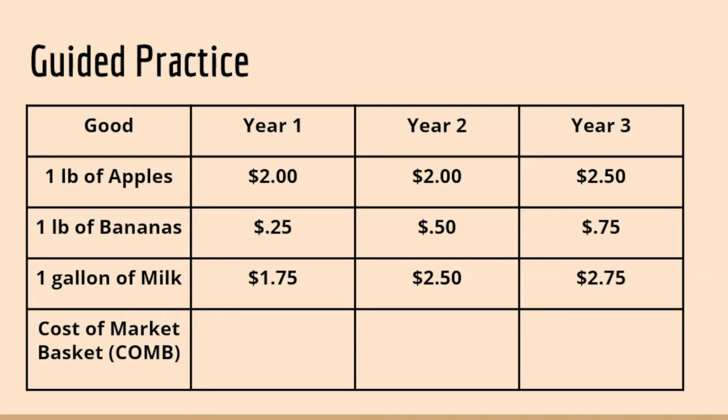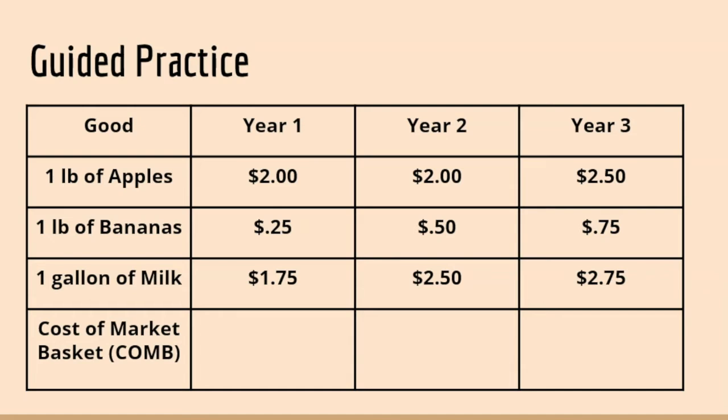All right, so let's go back together. So remember, part of our definition for cost of the market basket that we saw in the last slide was that the quantity of goods needs to be the same for all the different years that we're looking at. And so luckily within this guided practice, that's the same. For year 1, year 2, year 3, they're only buying a pound of apples, a pound of bananas, a gallon of milk. That isn't going to change, which makes it a lot easier for us.